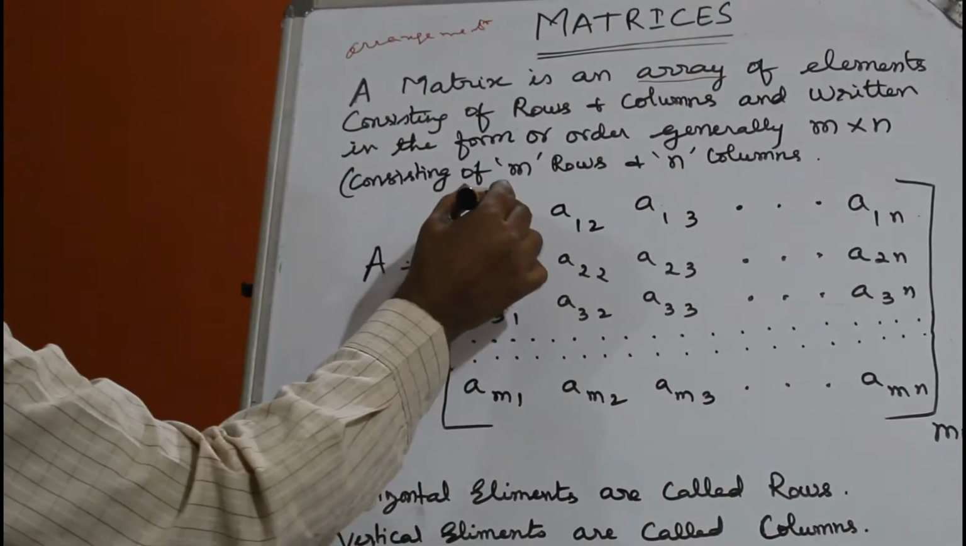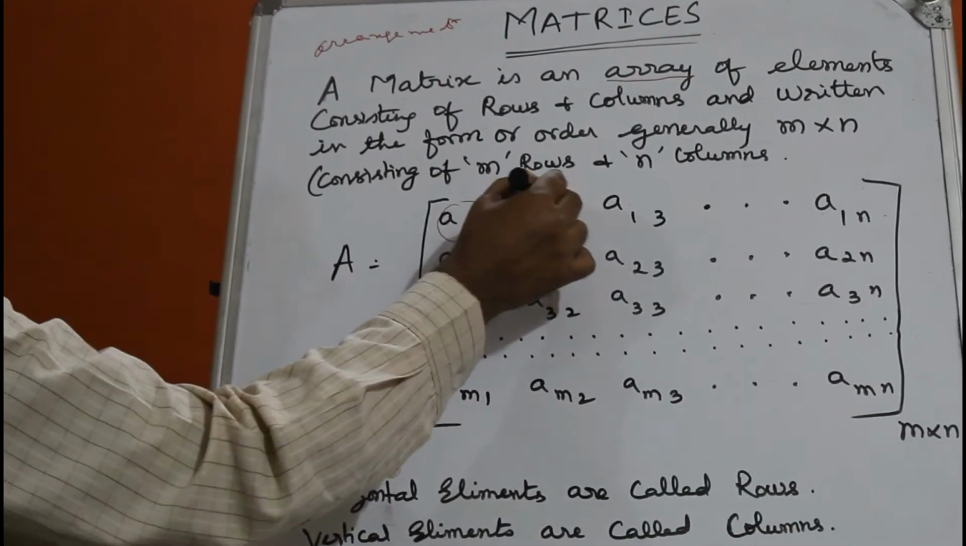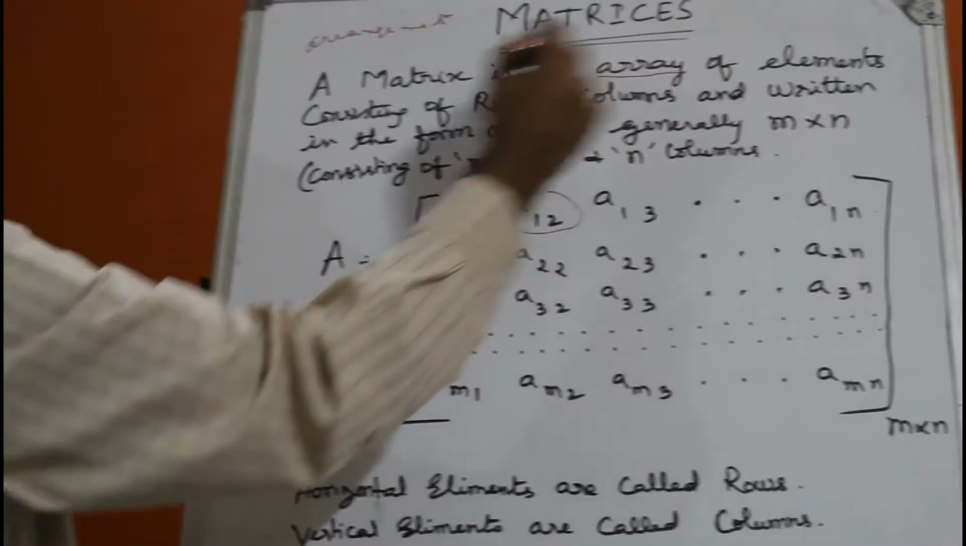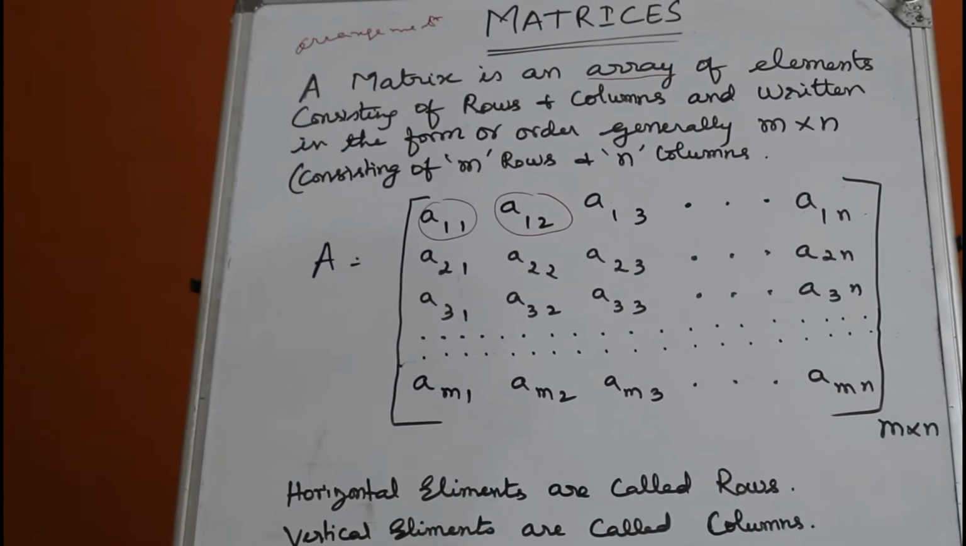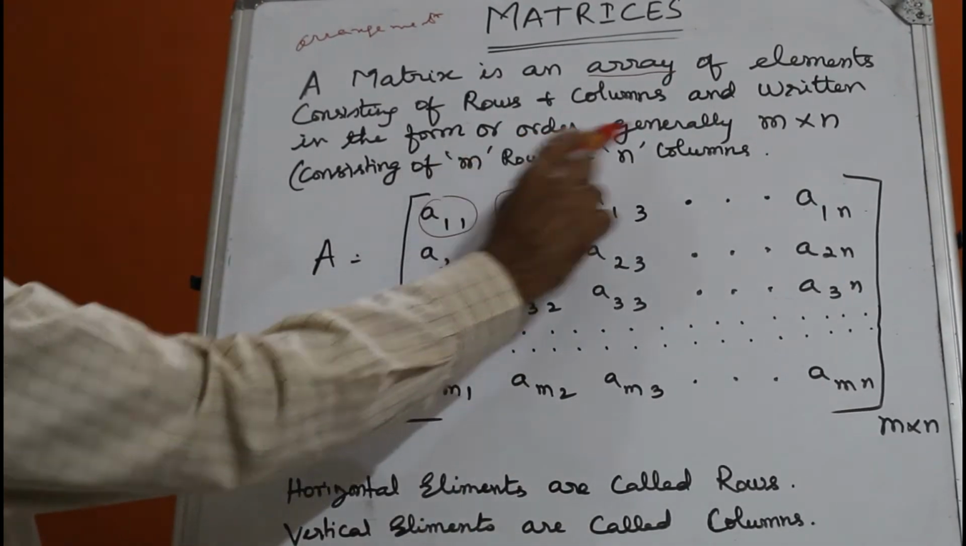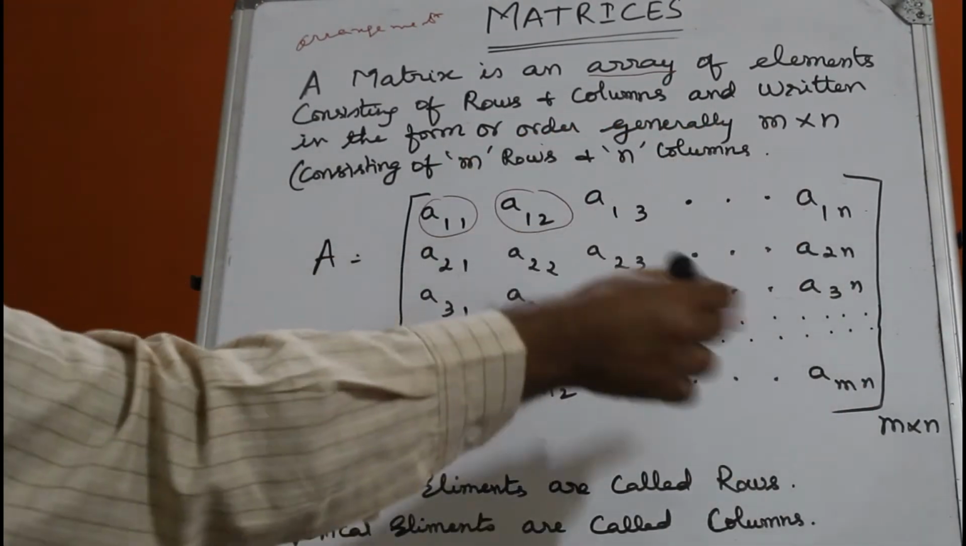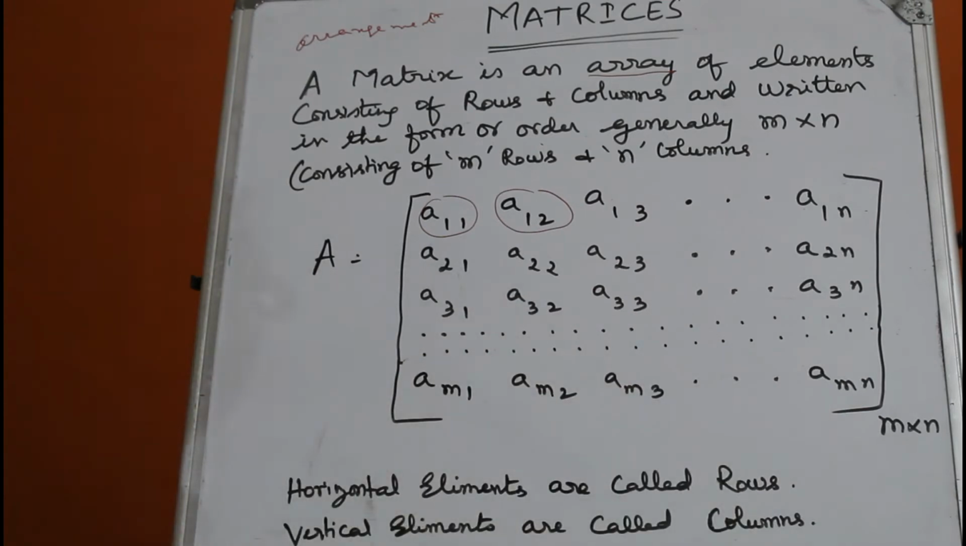See, each one is called an element. Array of elements consisting of rows and columns and written in the form are ordered, generally M into N matrix. This is called M rows and N columns. Consisting of M rows and N columns. Generally rows should come first.